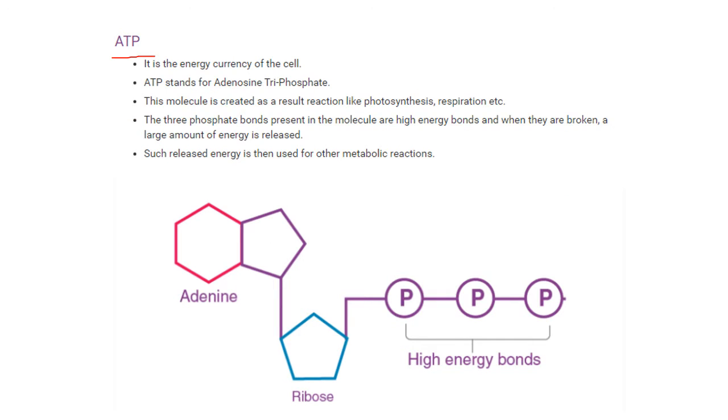So what is ATP? We need to study over here. ATP is the energy currency of the cell. So ATP means it is the energy that is stored in the cell, and ATP stands for adenosine triphosphate. So that means adenine and ribose are combined together, making adenosine, and along with it 3 phosphate bonds are there.